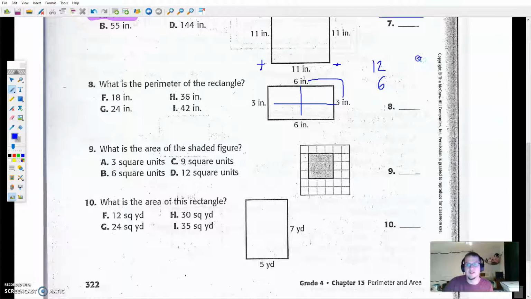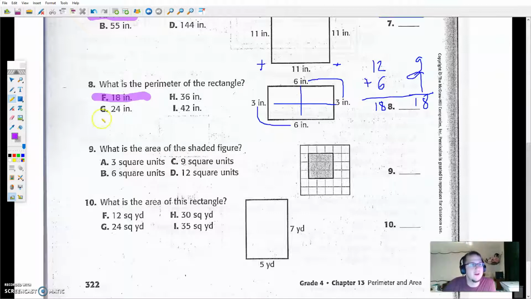6 plus 3 is 9. 6 plus 3 is 9. Okay, if you did it this way, 12 plus 6 is, good, 18. Okay, if you did it this way, 9 plus 9 is 18. They get you the same thing. 18 inches. Okay, perimeter being that distance around.